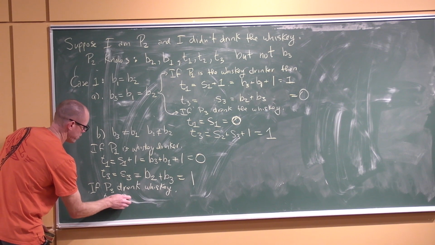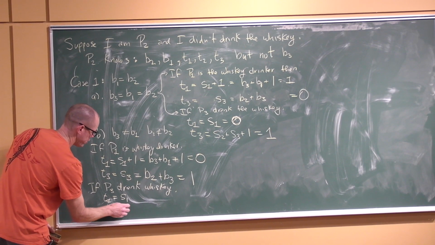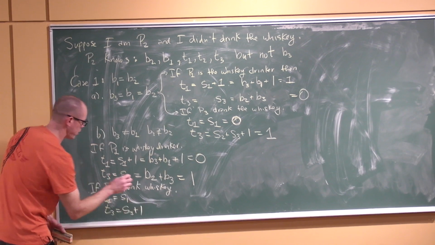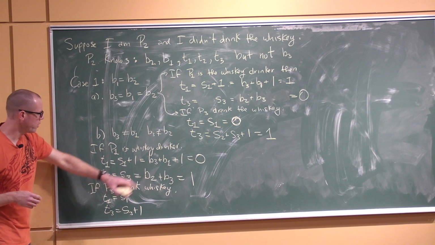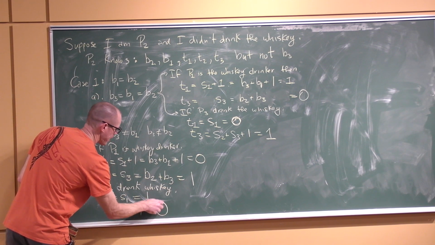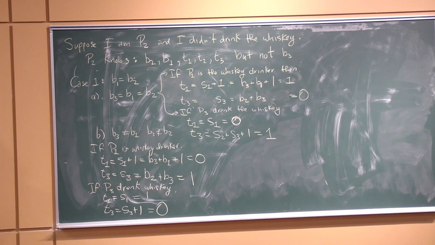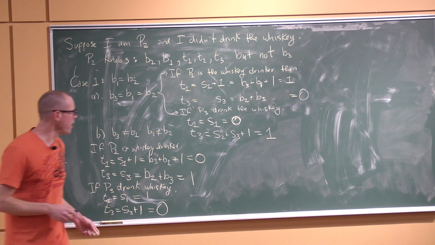T1 is equal to S1. T3 is equal to S3 plus 1. And these things change. The 1 moves from up here to down here. So this is 1, and this is 0. Okay. So there's a little bit of calculation to do, but let's take a step back and just look at the big picture here.